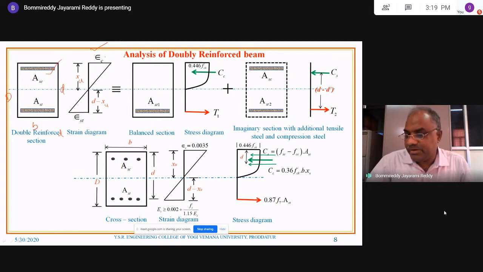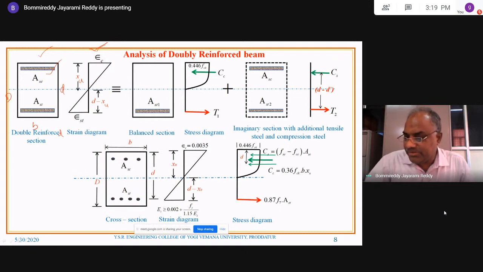For the strain diagram, the maximum strain in concrete is epsilon c, that is 0.0035. And at the bottom, the strain in steel should not be less than 0.002 plus fy by 1.15 Es, which you know. So this is the doubly reinforced section. This diagram is already known; it is the same as the singly reinforced strain diagram. There is no change in it.